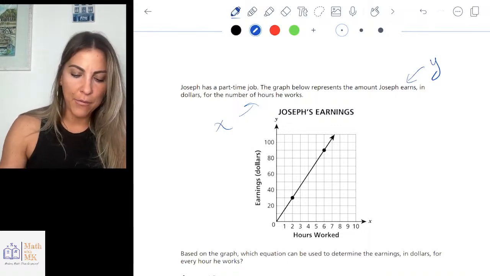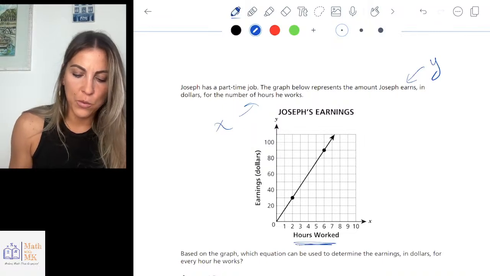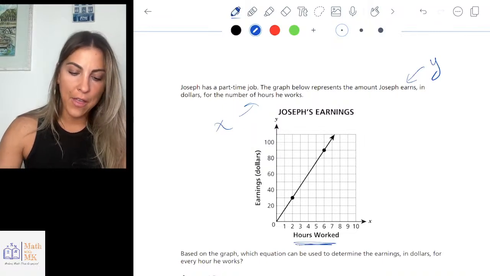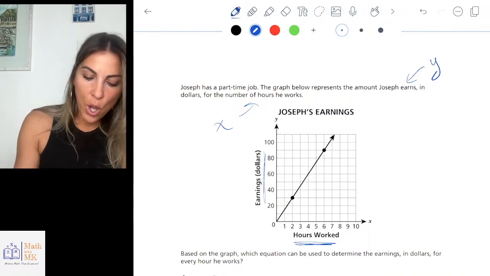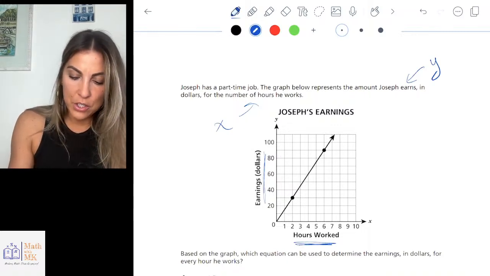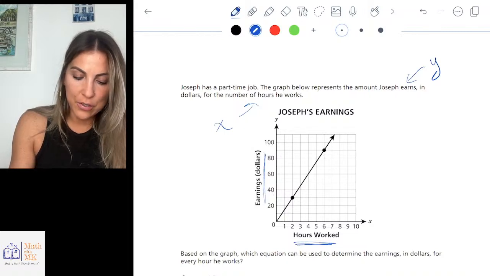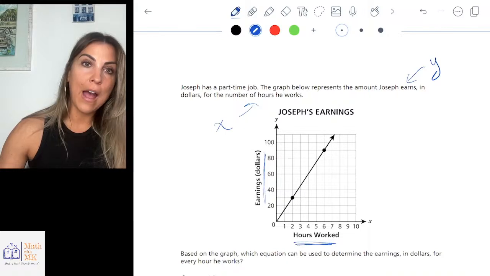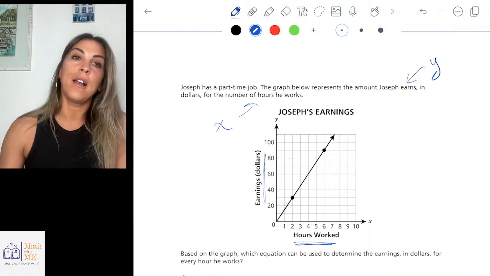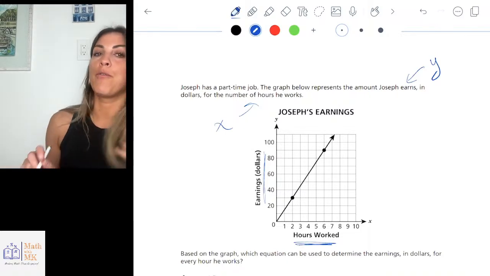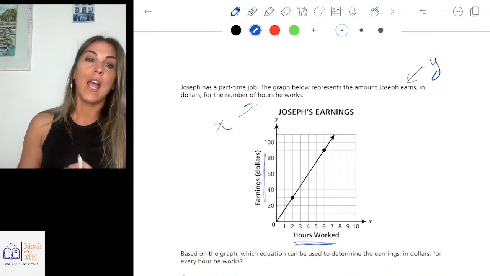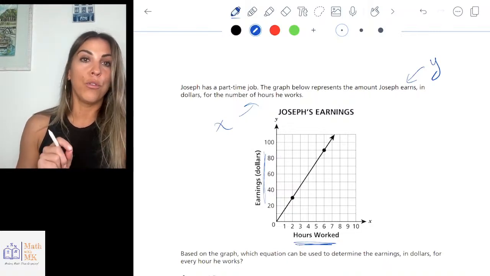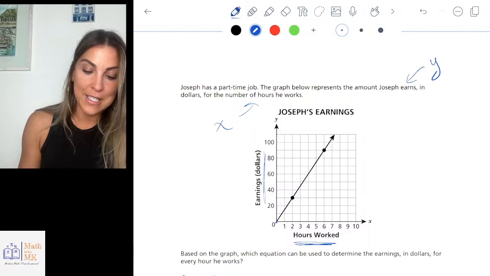But you see that on the graph, they already have that labeled for you. The hours worked is on the X axis and the earnings he made are on the Y axis. Based on the graph, which equation can be used to determine the earnings in dollars for every hour he works? So I see that this graph is a proportional relationship because it checks off the two things we talked about before. One, it's a straight line. And number two, it goes through the origin. It goes through that point 0, 0.